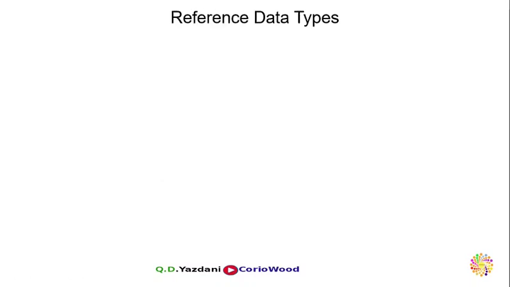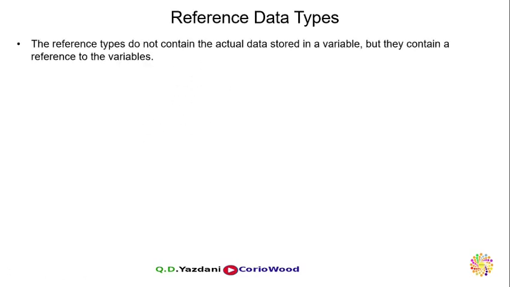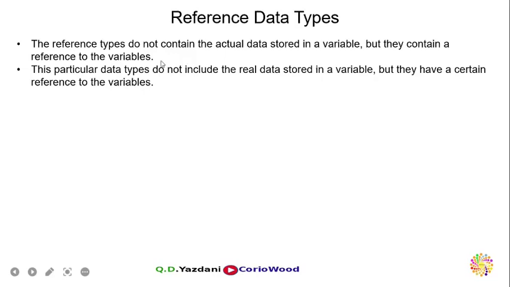Alright, so now we're gonna see the reference types. If you're coming from C++, as I said before, a reference type is exactly like when we put an ampersand sign, which says take the address of. So we're gonna refer to the address of another memory location. The reference types do not contain the actual data stored in a variable, but they contain a reference to the variables. As I said before, if you're coming from C++, the ampersand sign means that we're gonna reference the memory location of another variable. So we don't care about that variable, we just reference the memory location of that variable.